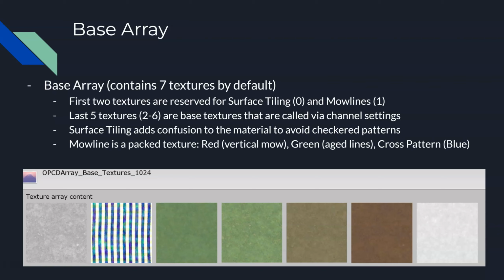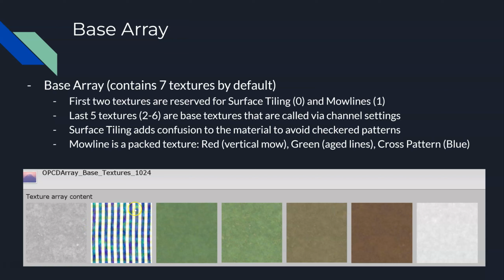The second one, mode lines, is in particular very important because it is what we call a packed texture, which means it has an RGBA channel in it, and each one of those can be called independently. So I'm circling with my mouse, and I'm sorry I have to turn on my pointer here so you can see it better. I'm circling this one, and this is index 1. Remember, the surface tiling is index 0. The mow packed texture is index 1.